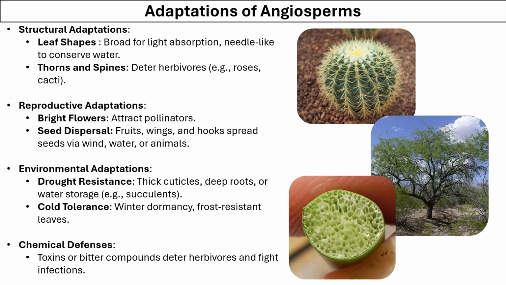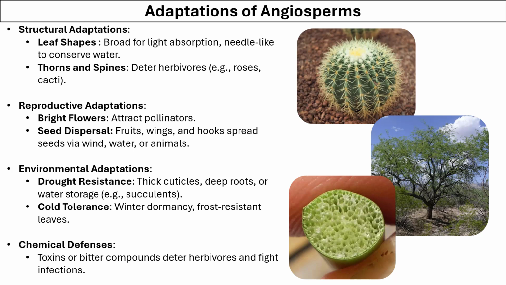So let's look at the structural adaptations of angiosperms. Angiosperms can have broad leaves for maximizing the absorption of light for photosynthesis, or they can be needle-like for reducing the loss of water. They can also be in the form of thorns or spines to prevent herbivorous animals from eating them up. The reproductive adaptations involve the presence of bright flowers which attract pollinators like insects and birds, and the spread of seeds through seed dispersal.